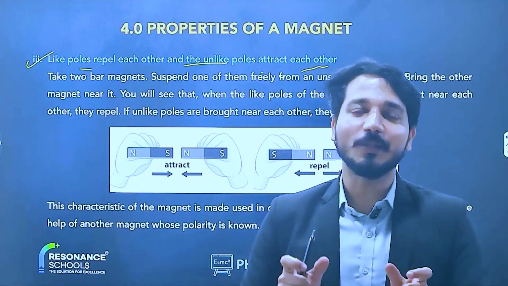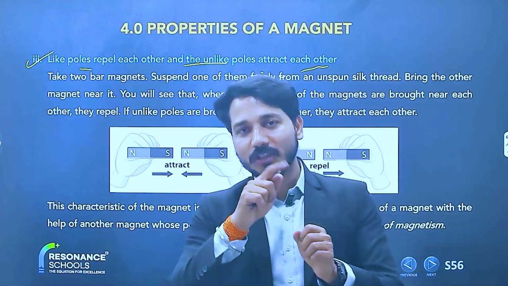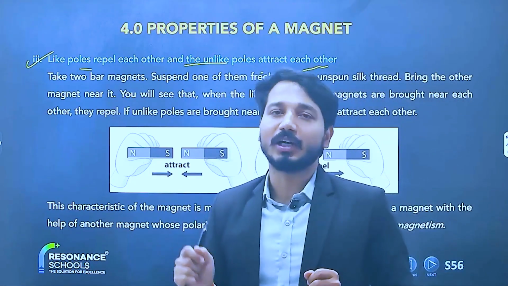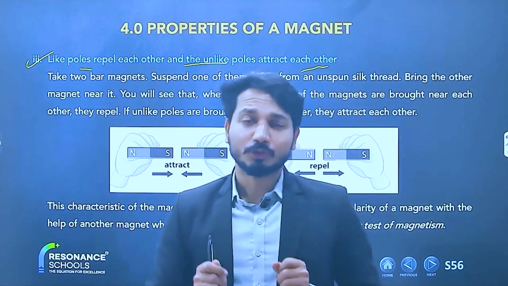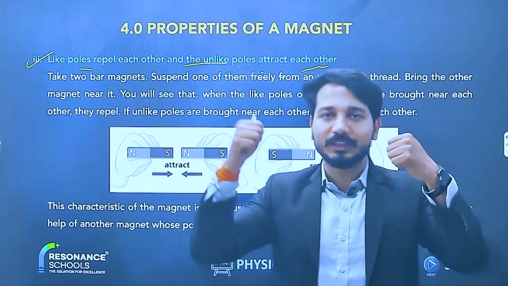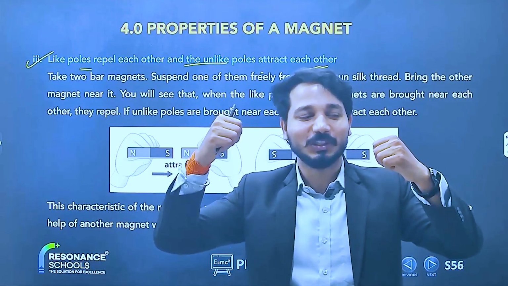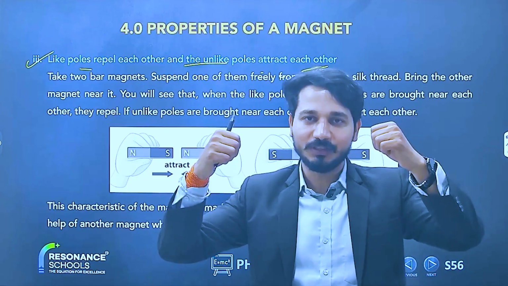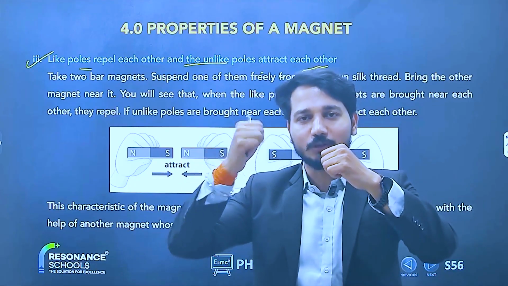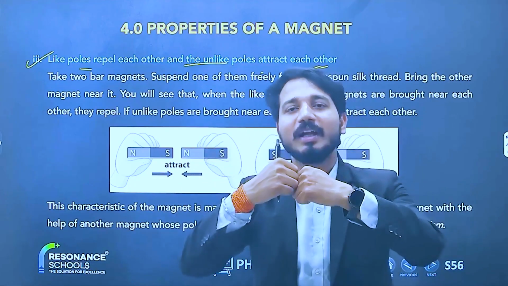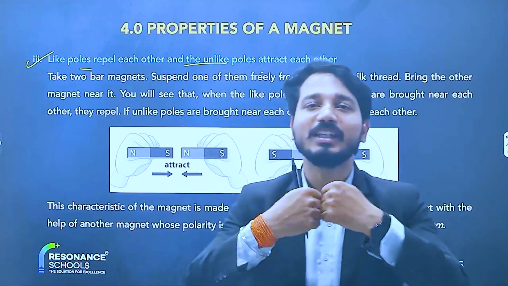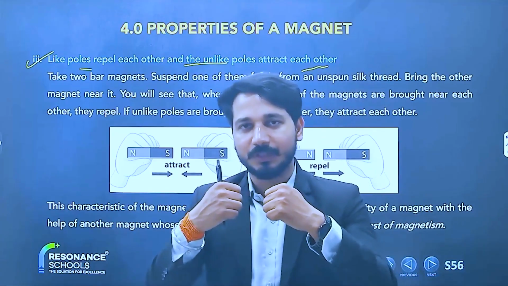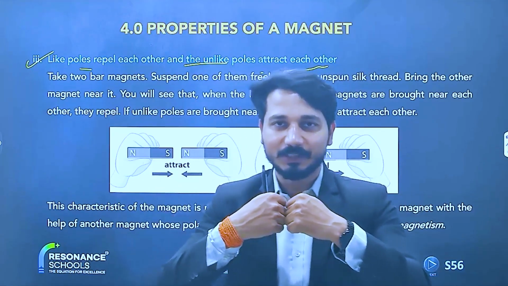So we are saying like poles. Magnets have a north pole and a south pole, right? Say you have two magnets, magnet 1 and magnet 2. If the north pole of magnet 1 is brought closer to the south pole of magnet 2, then they will attract each other. They will stick very instantly, right? Because there is a force acting between them.